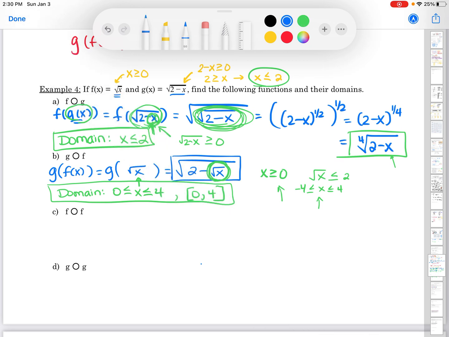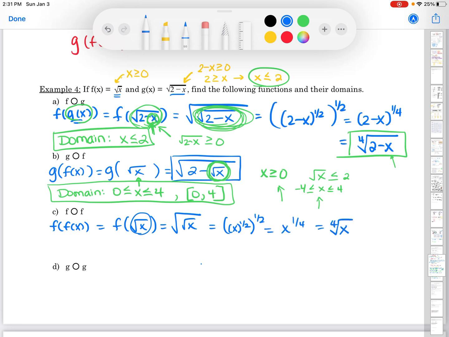All right, f of f. So we have f of x. Again, we're going to put f of x in there. So that's f of the square root of x. But then we're going to use this in the same function. So the square root of whatever's in parentheses. So really we can think of this as x to the 1/2 to the 1/2. So that's really x to the 1/4, or that's the 4th root of x.